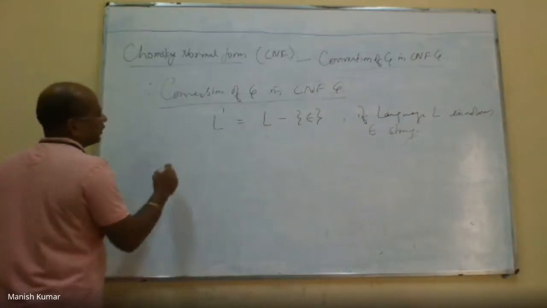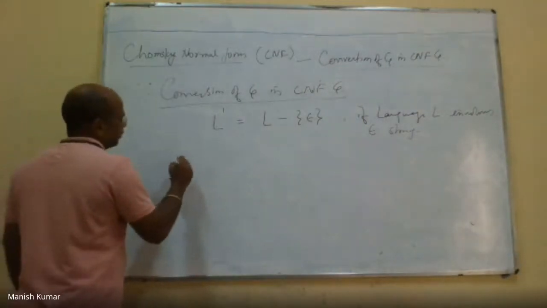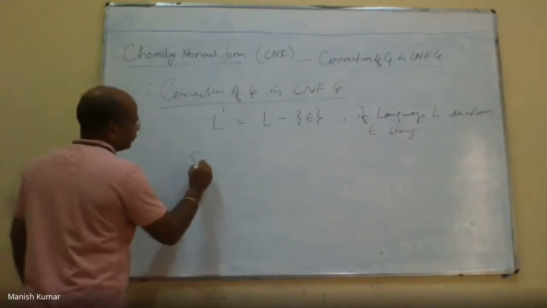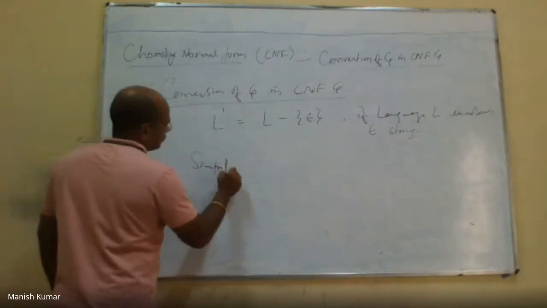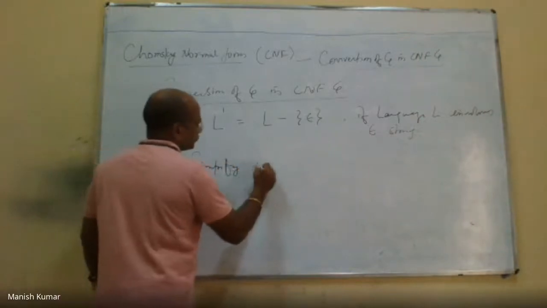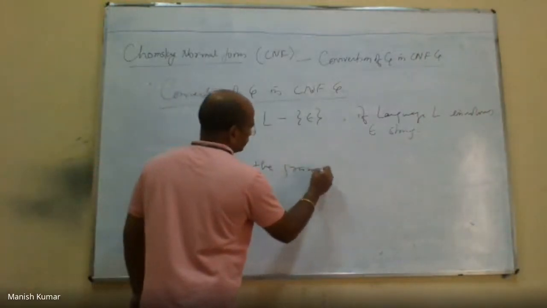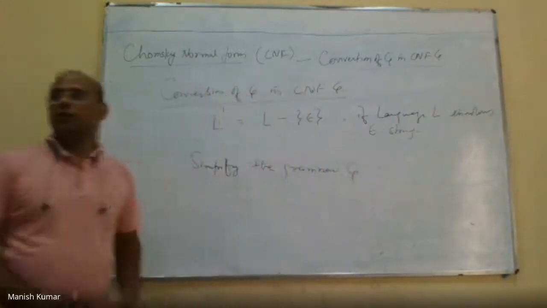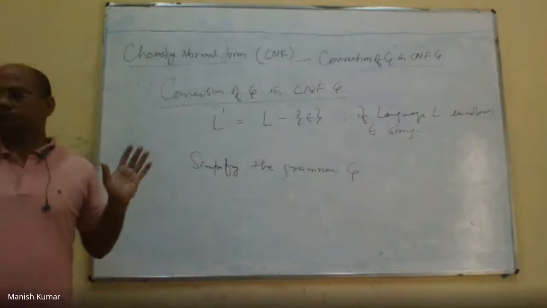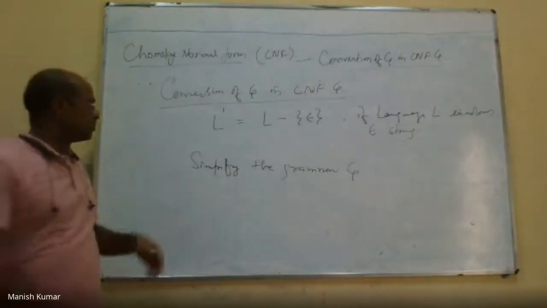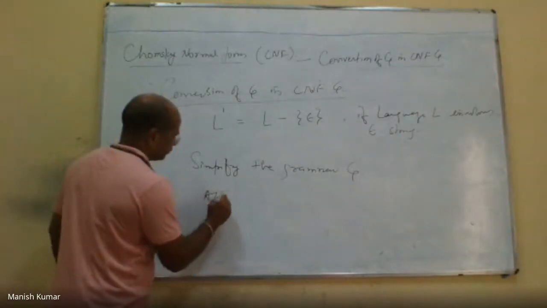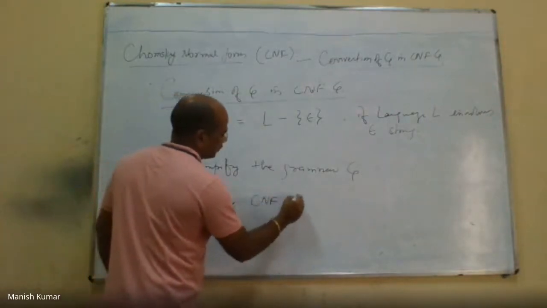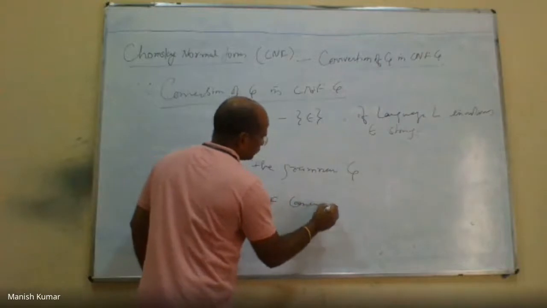Second, first of all, simplify the grammar G. That means removal of useless symbols. And then apply the CNF conversion steps.